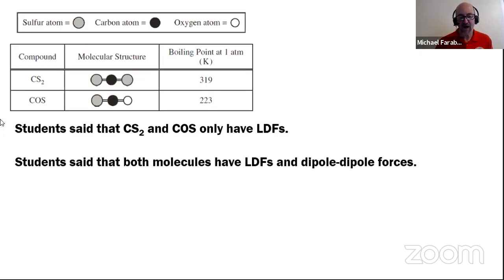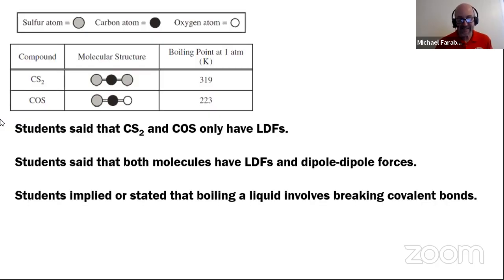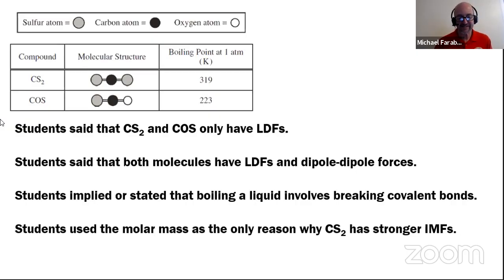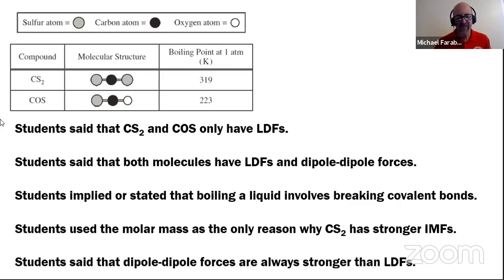Some students said that both molecules have both LDFs and dipole-dipole forces. That's incorrect because CS2 is non-polar. And of course, that misconception that I mentioned earlier, some either implied or stated explicitly that boiling a liquid is breaking up the covalent bonds within the molecule. Some talked about molar mass and that CS2 is heavier. That's not a good explanation. And some, even though they had the data staring them in the face, they still managed to say that dipole-dipole forces are always stronger than LDFs.